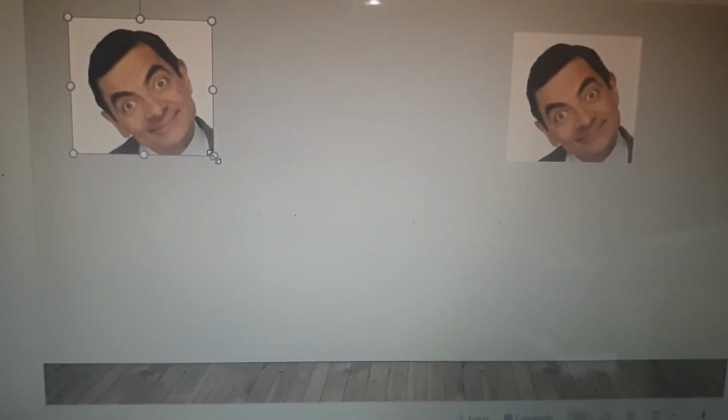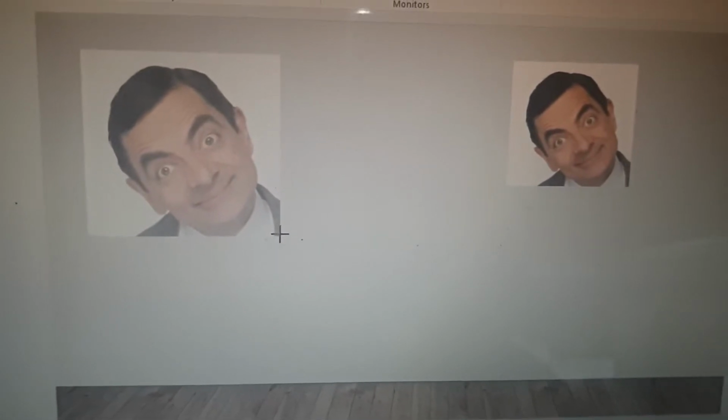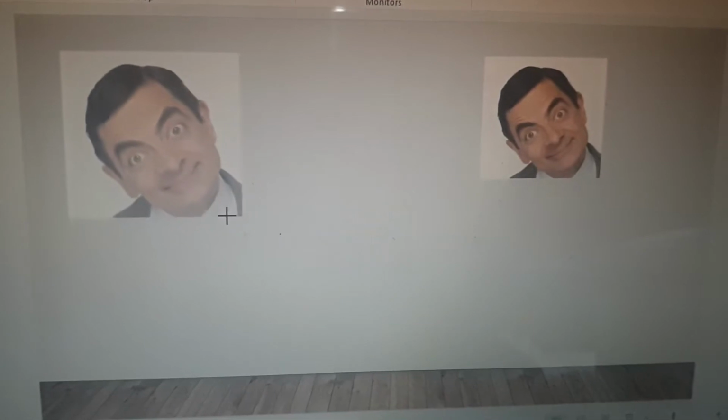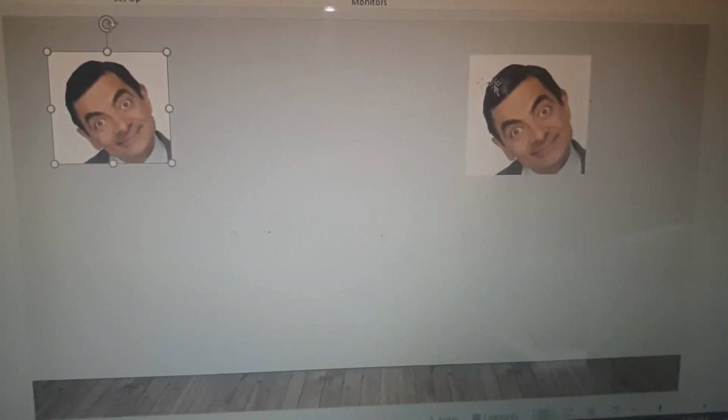and I take my mouse, put it on this corner, and I pull it bigger or smaller, he stays in the same proportion. So it's the same picture, just bigger or smaller.